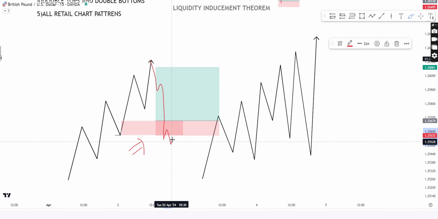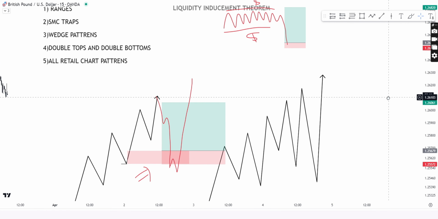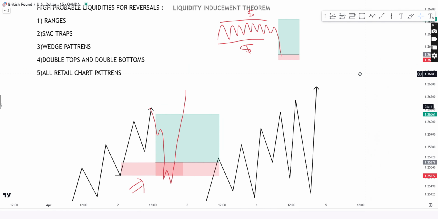Every lot of liquidity is accumulated. Then we enter here exactly at the stop loss hit. We enter the price and target this liquidity. This is how the price moves in the forex market by the algorithm.